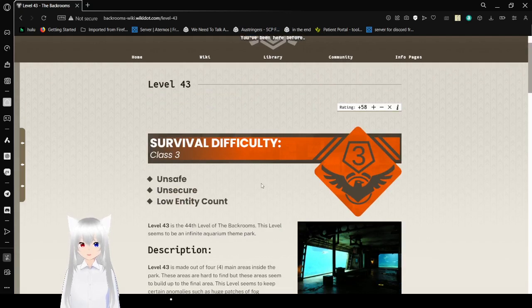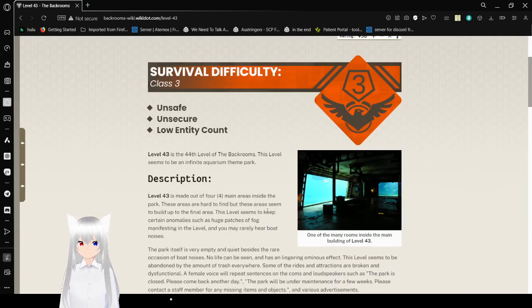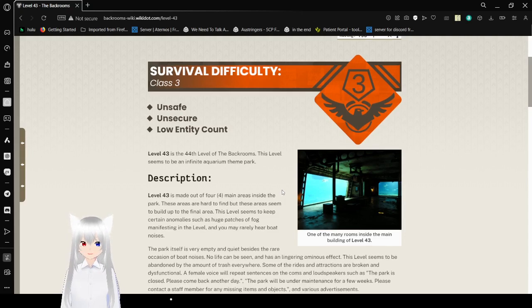Survival difficulty, class 3. This level is unsafe, unsecure, and has a low entity count. Level 43 is the 44th level of the Backrooms. This level seems to be an infinite aquarium theme park.